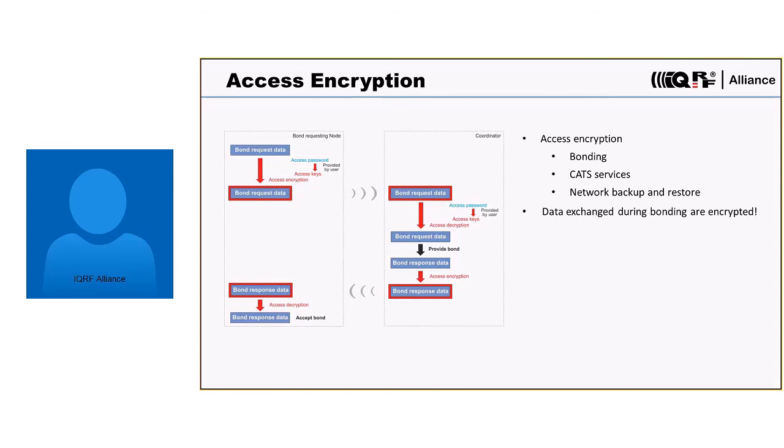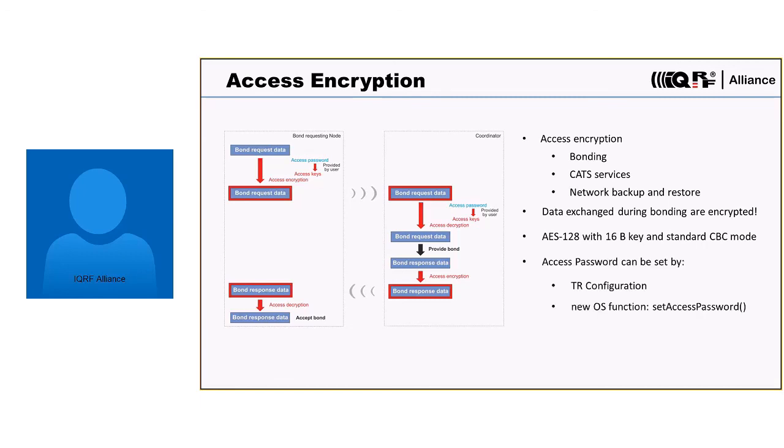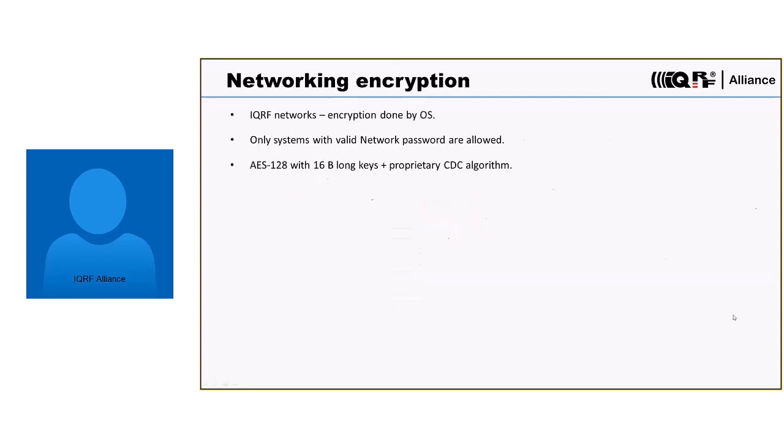And as you saw on the presentation, the whole communication is already encrypted, so you don't send any keys or any data unencrypted. This is based on an AES-128 16-byte key, and as I mentioned, you can set up the access password in the TR configuration, or there's a new operating system function, set access password. So that's the access encryption.